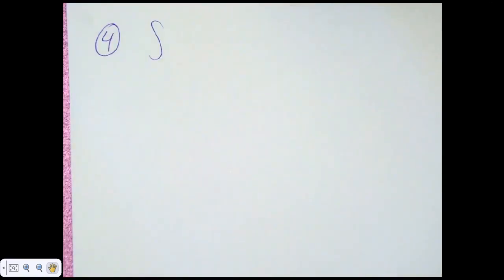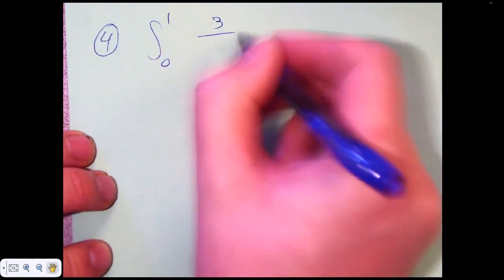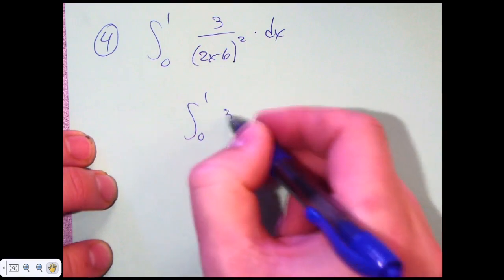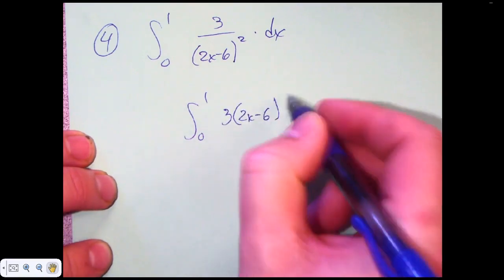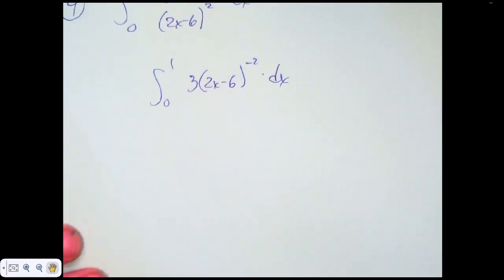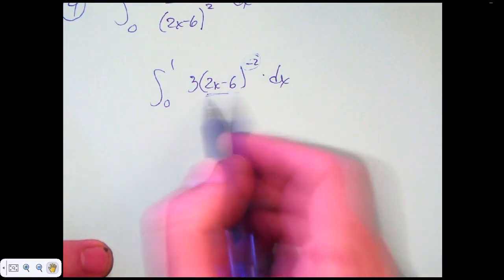From 0 to 1 of 3 over 2x minus 6 squared. So first thing, bring that bottom part up. And then I've got a reverse chain rule situation here because I do have a chunk to a power. So this power is the big guy. This is your little guy.